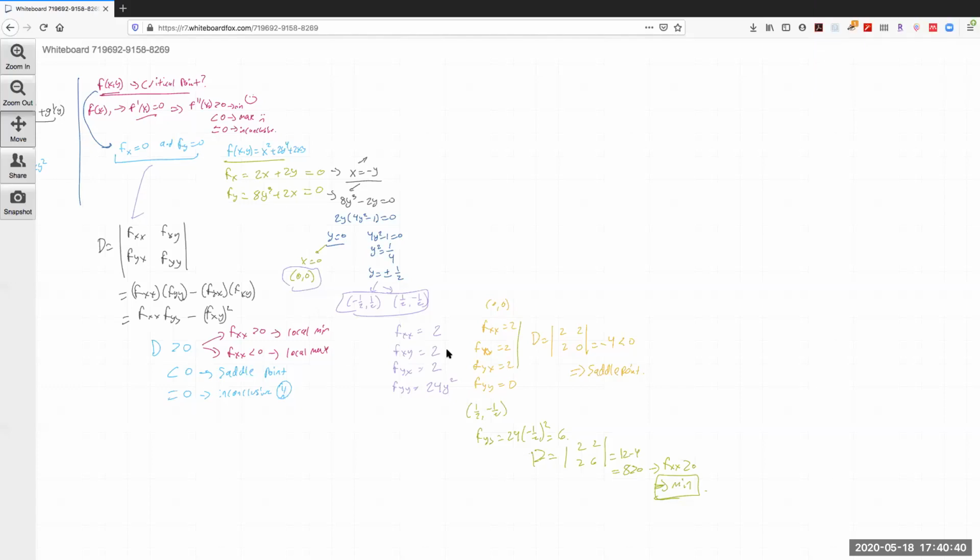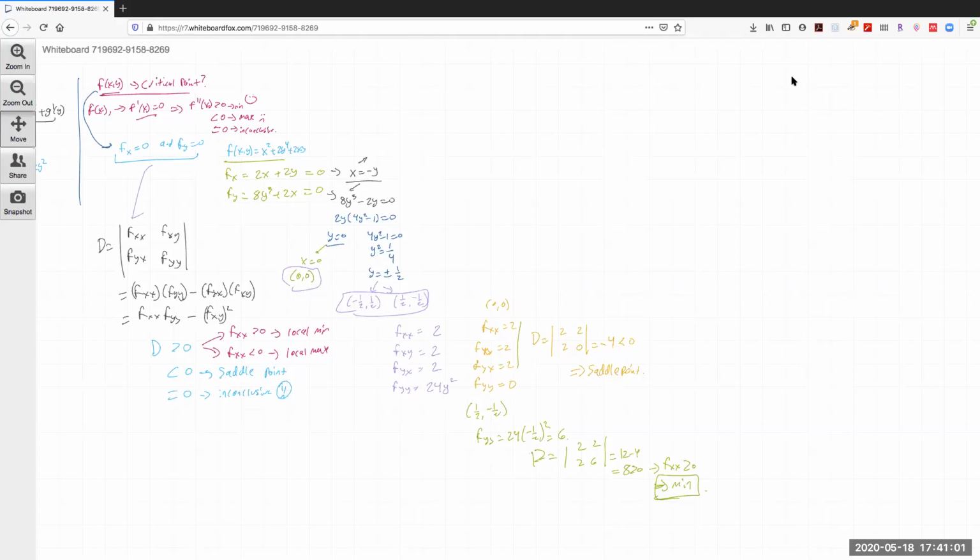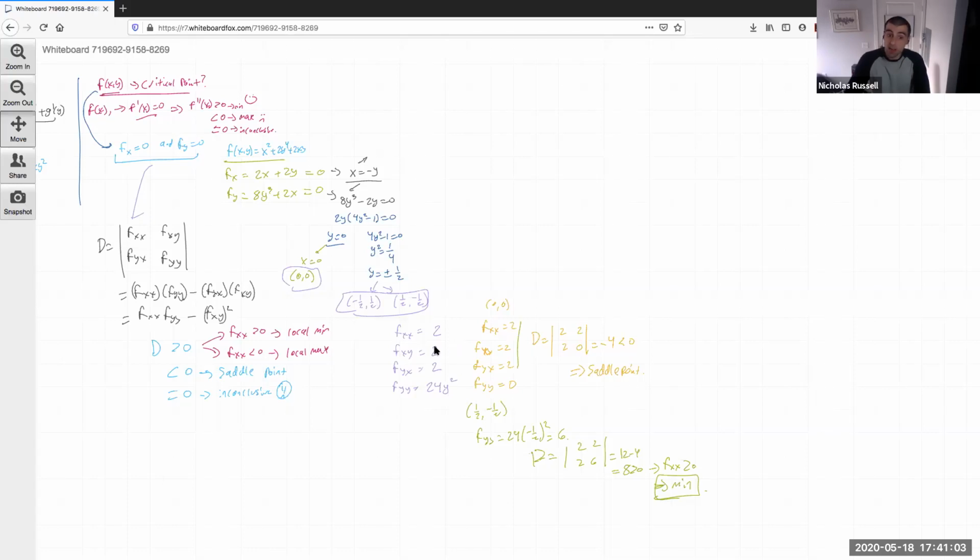I have a question about what you just did. So if you found that D was greater than 0, and then f_xx, unless it's equal to 0, you're going to have either a local max or local min. Yes. Okay, and if f_xx was equal to 0, what would that mean? Well, if f_xx is equal to 0, you actually can't have this be positive because this entire thing would be 0, right? Yeah. Okay. Thank you. No problem.